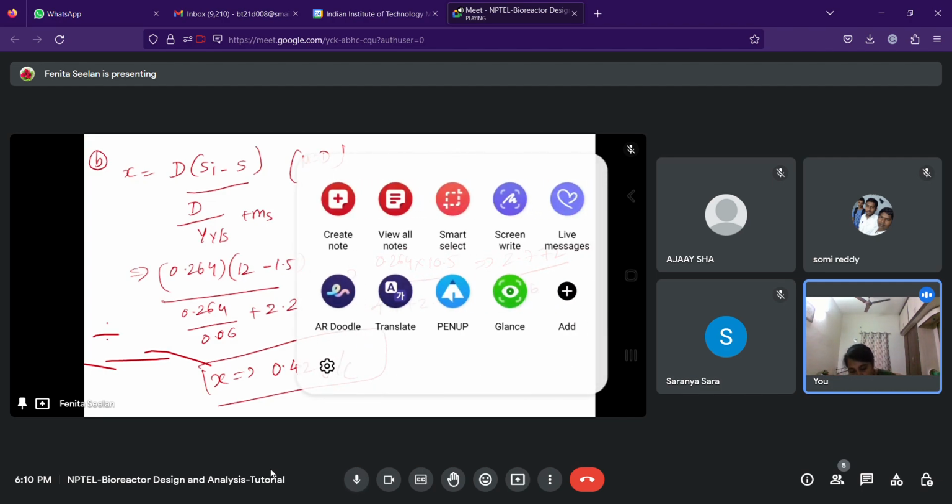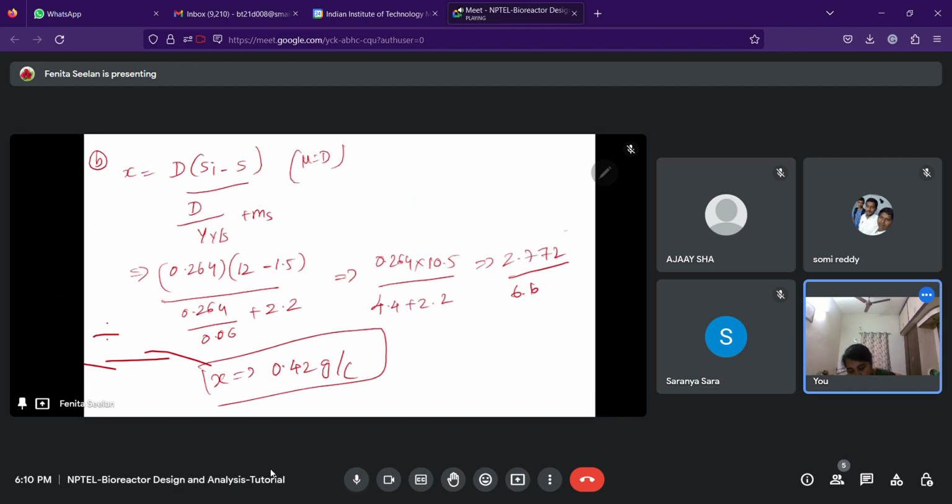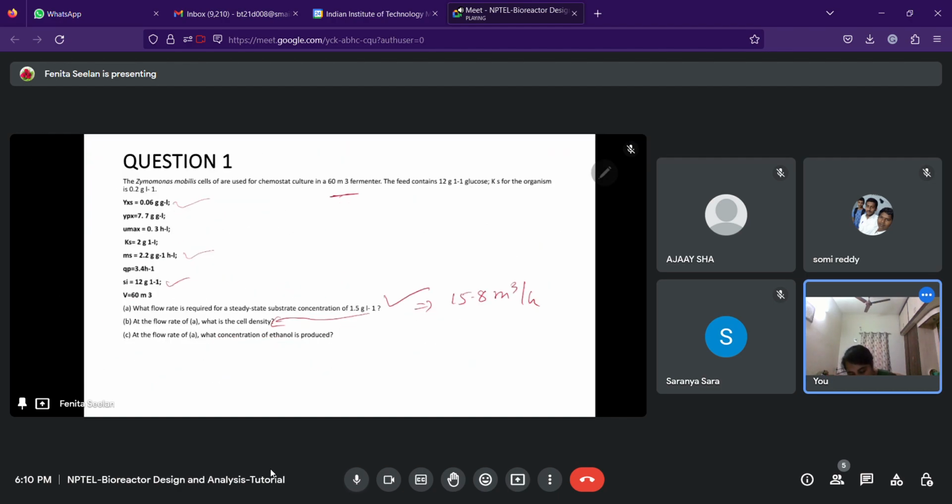So let's go on to the next part of the question. At this flow rate, the cell density we found to be 0.42 gram per liter. Part C of the question is: at the flow rate of 15.8 meter cube per hour, what concentration of ethanol is produced? Our ethanol is the product.